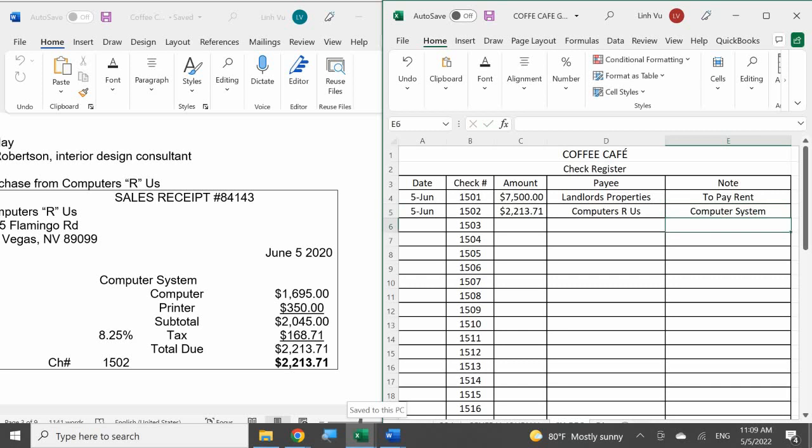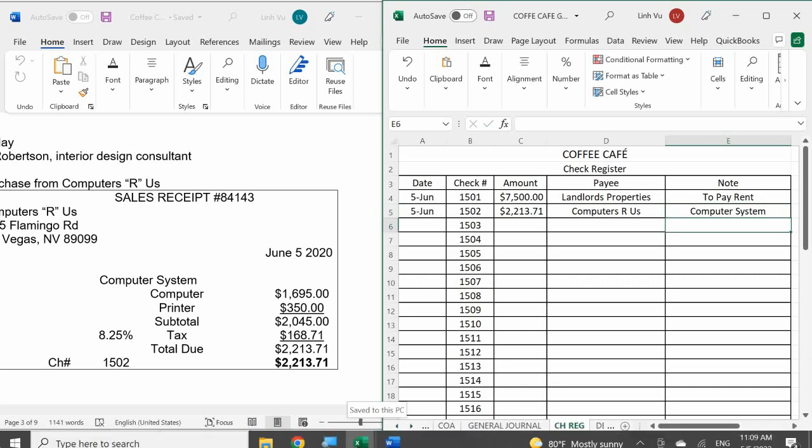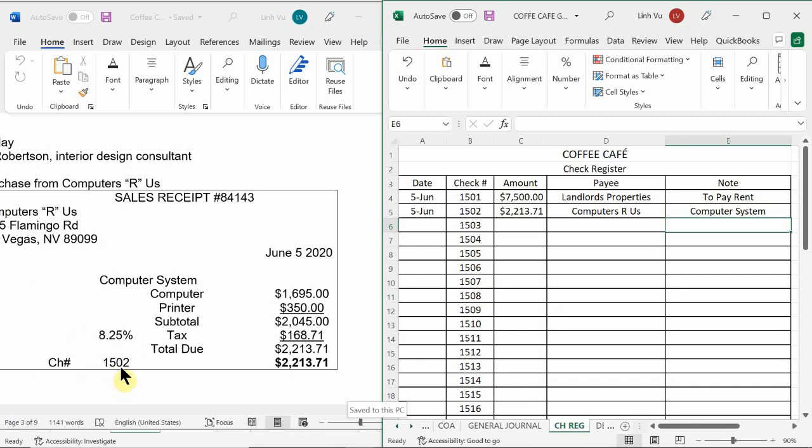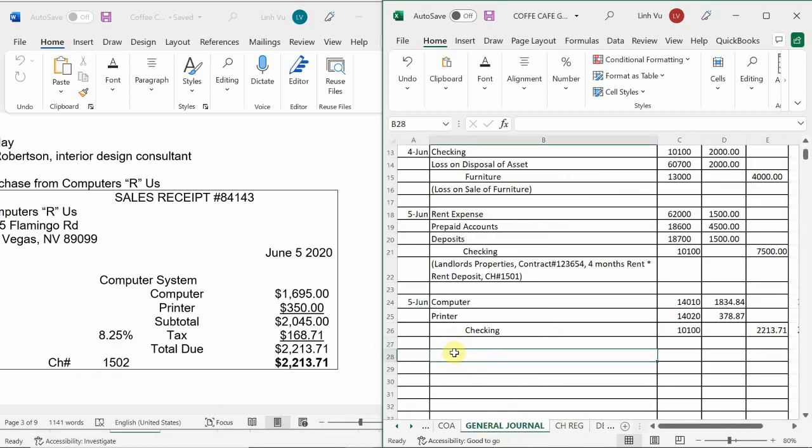Okay? So then let's see. So now that I actually spent the checking, right, for 1502, then I have everything I need for my description. So the first thing is, who did you buy this computer system from? Well, we purchased them from Computers R Us.